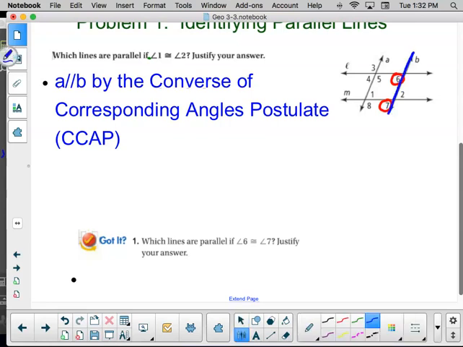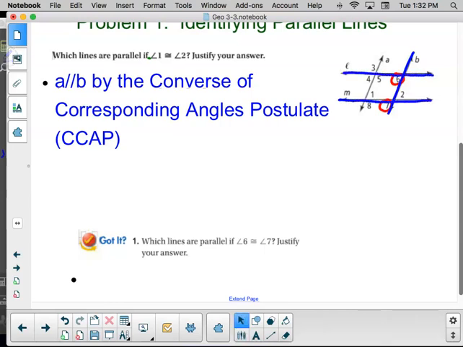B, L, and M. Perfect. So we got B, L, and M. Okay. What type of angle? Can you name the angle pair relationship? Alternate interior, alternate exterior, corresponding, or same side?